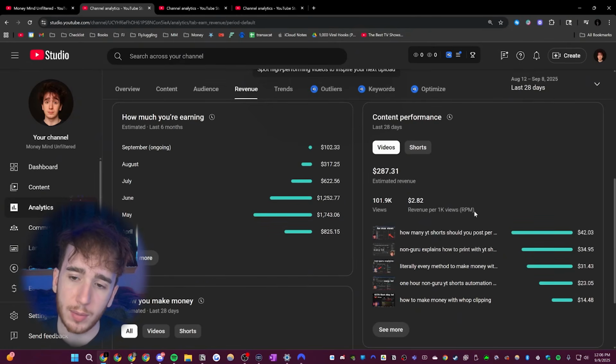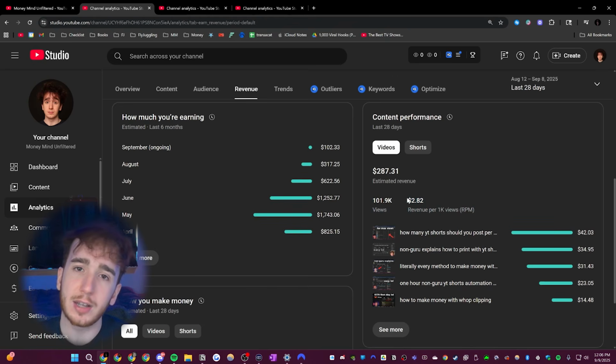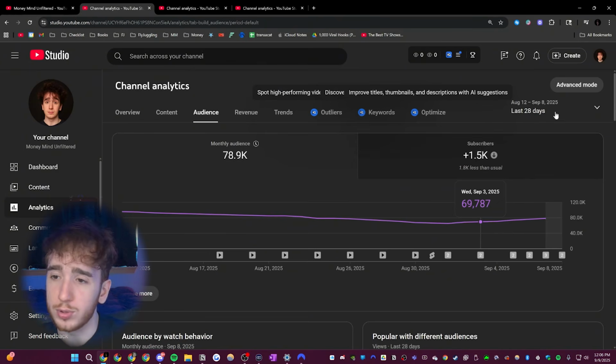Now, the way that YouTube long form is calculated is way different than YouTube short form. It's based on niche, country, how many mid-roll ads ran, what advertisers are willing to pay to get in front of your video. So there's a lot of different factors that go into your RPM on YouTube long form. And we could see on average on Money Mind Unfiltered, my revenue per 1,000 views is $2.82, which is lower than a lot of people think. And I think it's because my audience doesn't have as much advertising value, because a lot of them are younger and they're trying to learn how to make money, which means they don't have that much money yet. So yeah, those are almost all the main stats.